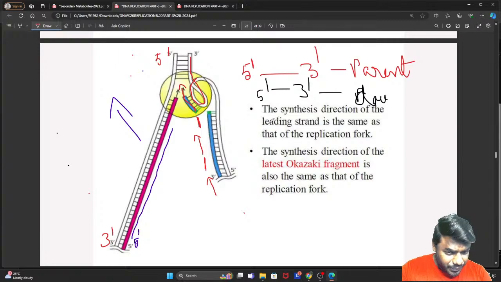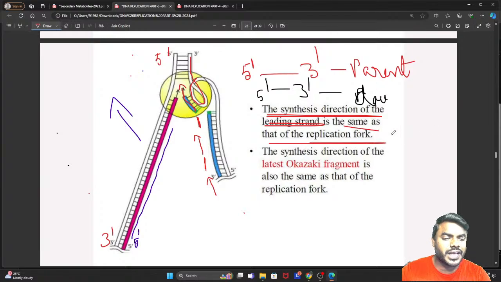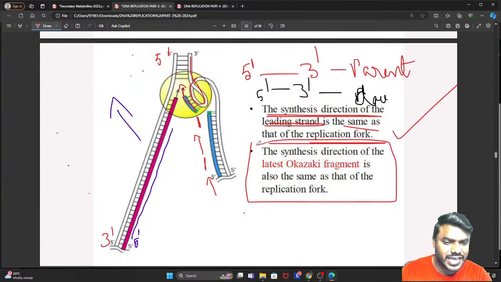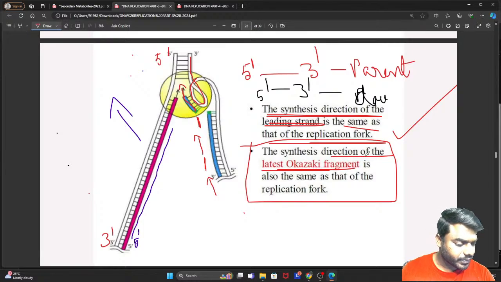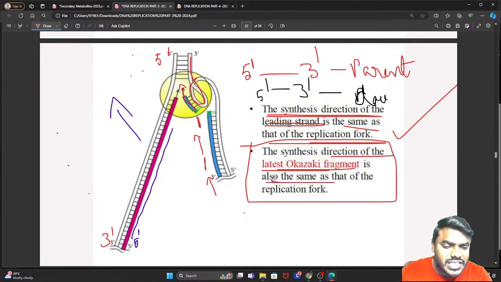So listen, the synthesis direction of the leading strand is the same as that of the replication fork. No problem here. But listen to what we have written here. Understand the concept correctly. The synthesis direction of the latest Okazaki fragment is also the same.